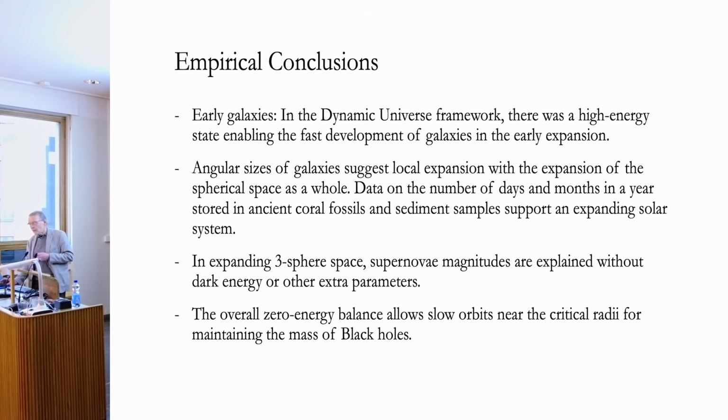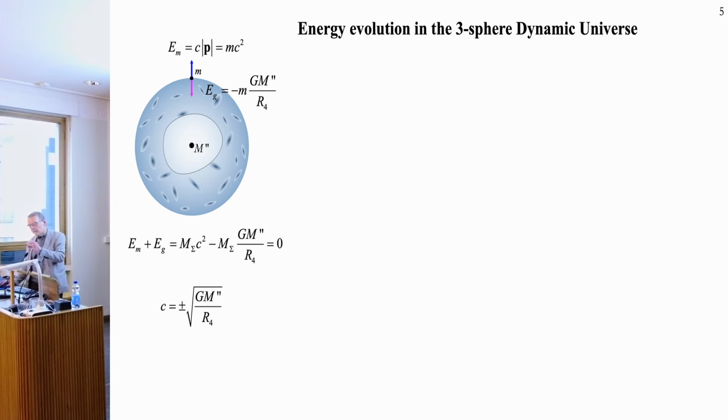And what is also very important, especially for black holes, is that the overall zero-energy balance, which is the basis of the whole theory, allows slow orbits near the critical value, which are then able to maintain the mass of the black holes. So there is a possible solution, what keeps the mass of the black holes. And which comes directly from the basic structure of the theory, so there's no extra ideas in that.